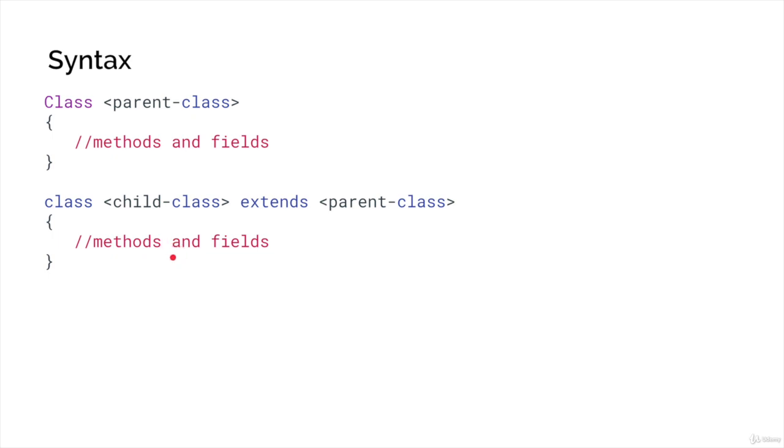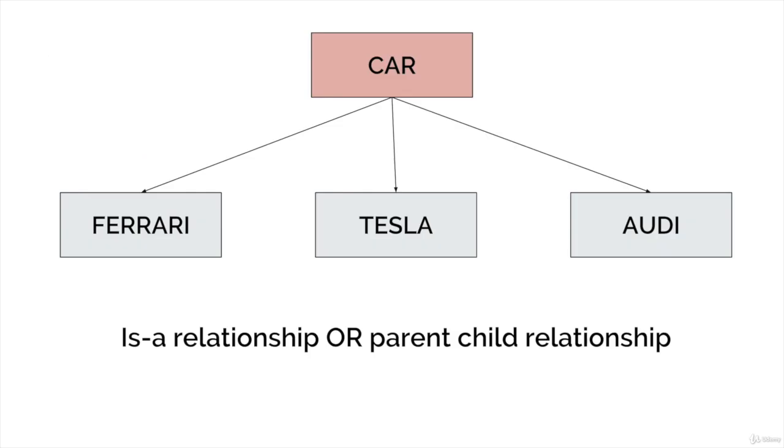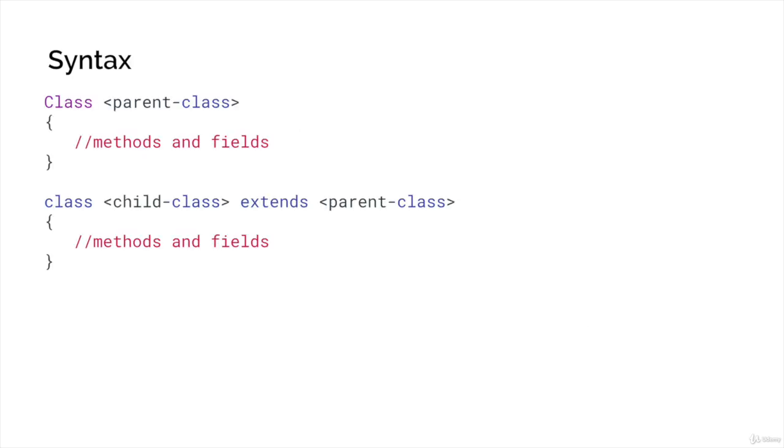Now, one point to be noted here: is-a relationship, parent-child relationship, and inheritance, these three are the same, just different terminologies. If you have to implement an is-a relationship in Java, you can do it using the extends keyword. So extends is the keyword that helps you implement this particular relationship that we are seeing on the screen. So this is the syntax. We will soon hop on to our IDE and write a sample program that will help us understand even better.